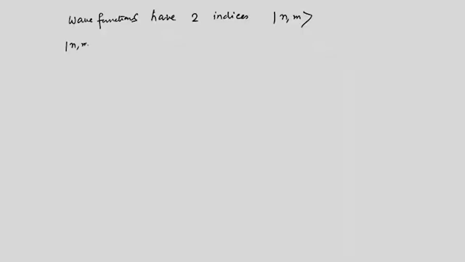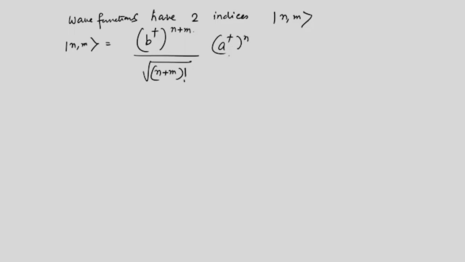These n and m states can be written as b dagger to the power n plus m divided by root over n plus m factorial, and a dagger to the power n divided by root over n factorial, acting on the state 0 0.